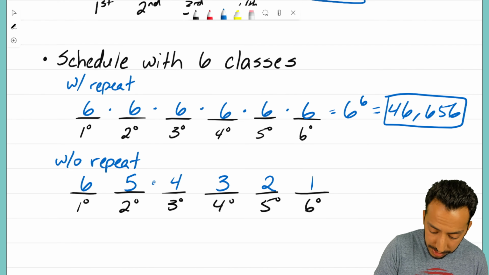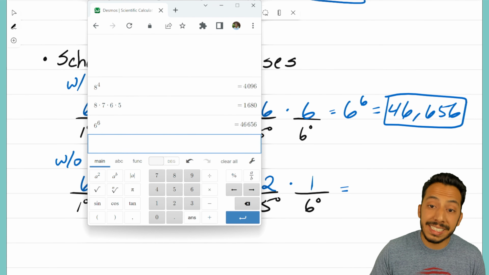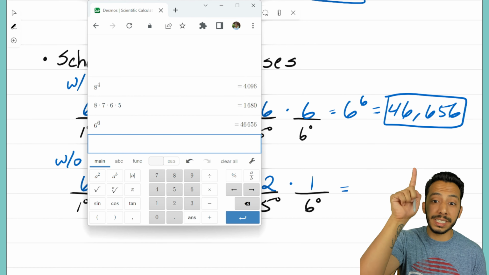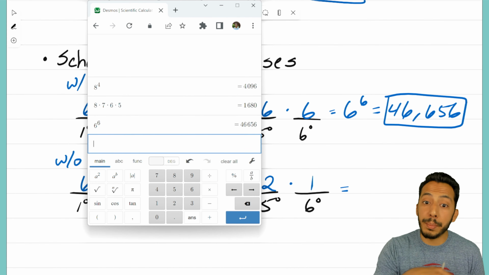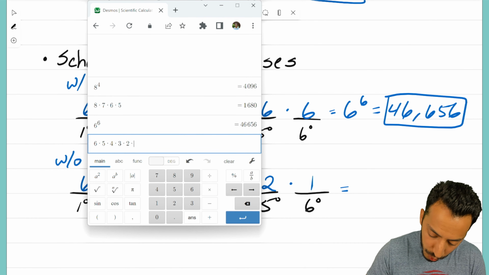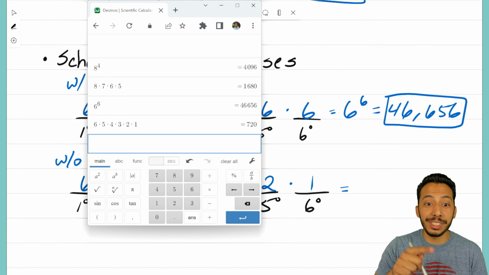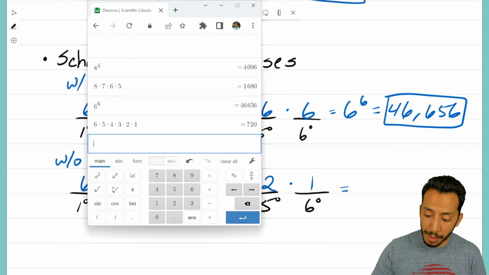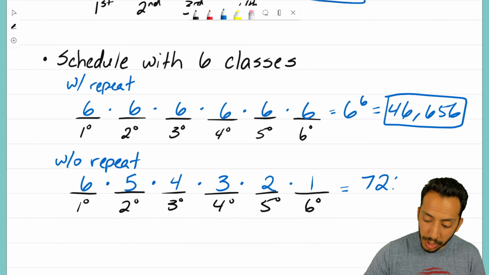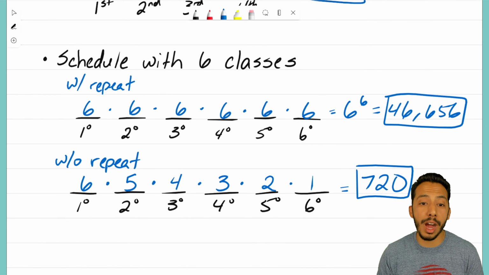So again, take those numbers, 6 times 5 times 4 times 3 times 2 times 1, and we better get our calculator out for this guy. And we're going to see that that number, 46,000, is going to drop. It's going to drop because we're not allowing repetition. So let's punch that in. 6 times 5 times 4 times 3 times 2 times 1. And wow. Out of those 46,000 choices we had when we had repetition, the only ones where a class doesn't repeat, there's only 720 options.